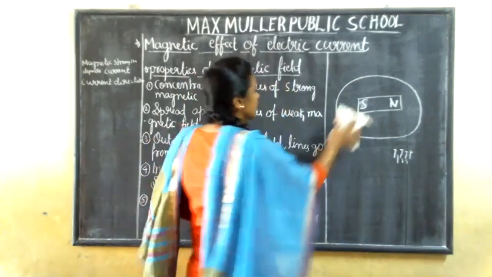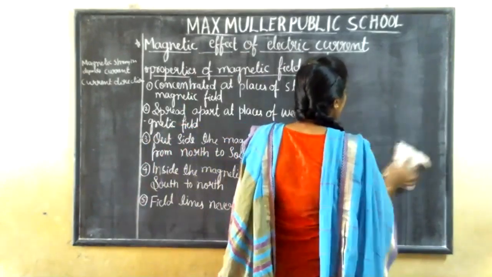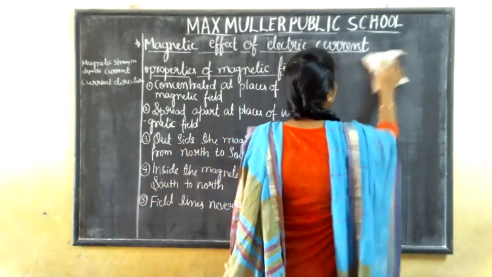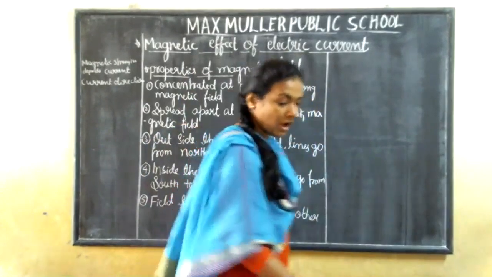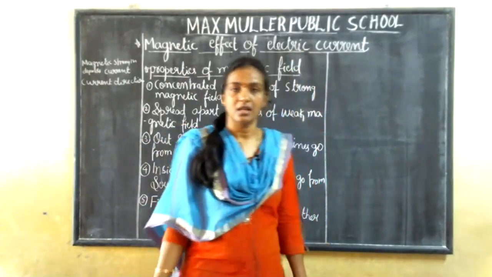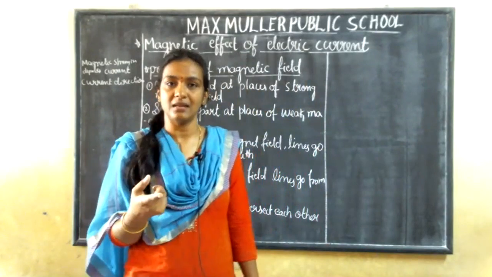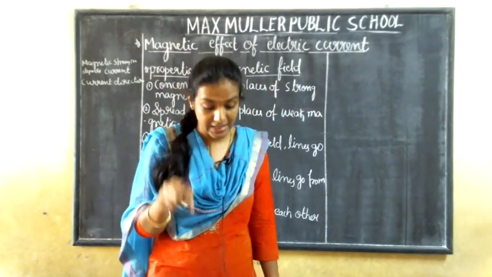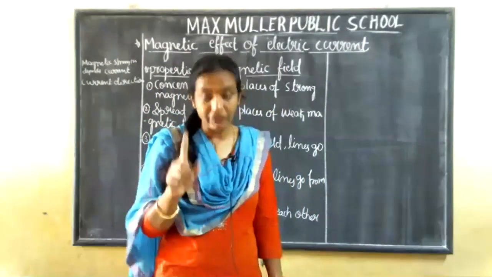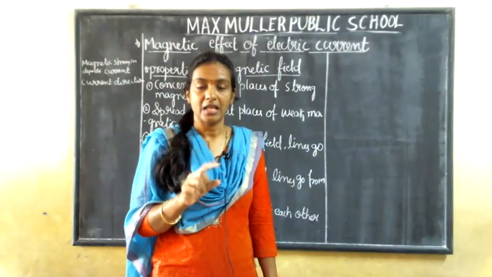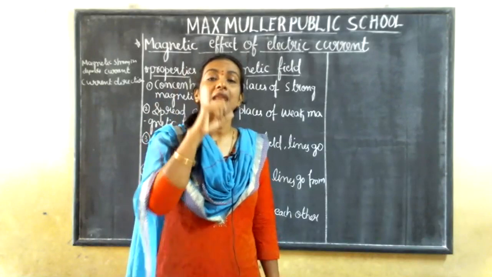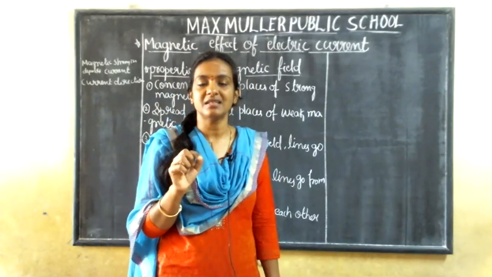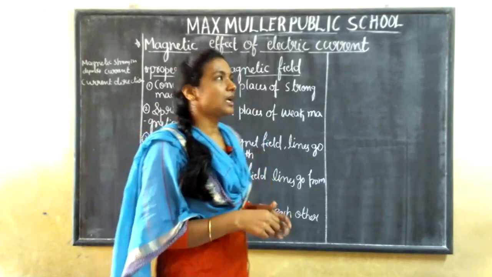So next, if it is a magnetic field, you may ask me, ma'am, can we see the magnetic field? How does it actually work? Yes, you can see them, but in the line way. That is called magnetic field lines. They represent themselves in lines. For that, we can do some experiment.